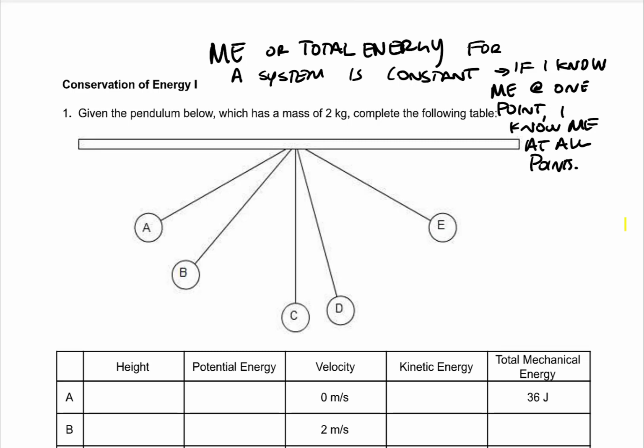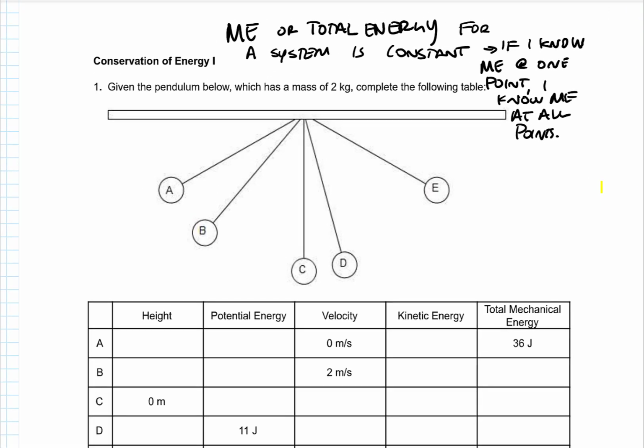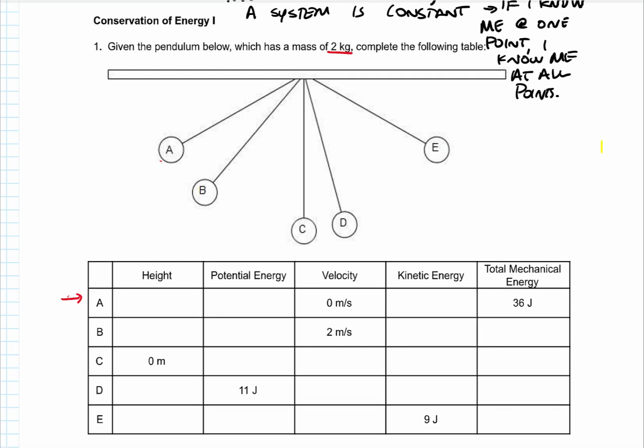So we have just two examples to look at here, and we'll do a whole lot more on the second worksheet. But with this one, we have a pendulum with a mass of 2 kilograms. It's going to swing down from A to E and back. And this table is telling me things that we know at each point. So based on the table at A, I know that my total mechanical energy is 36 joules. So the mechanical energy at A is 36 joules. But because energy is going to be conserved, the mechanical energy at every single point is 36 joules.